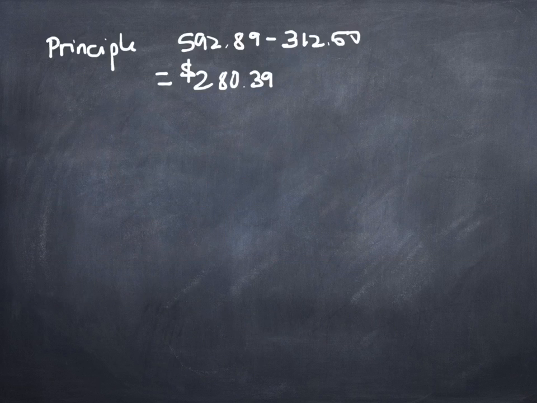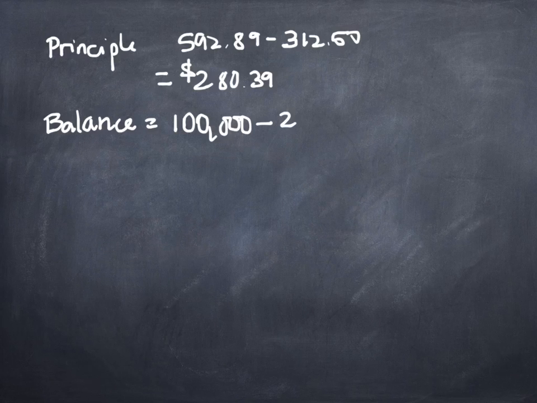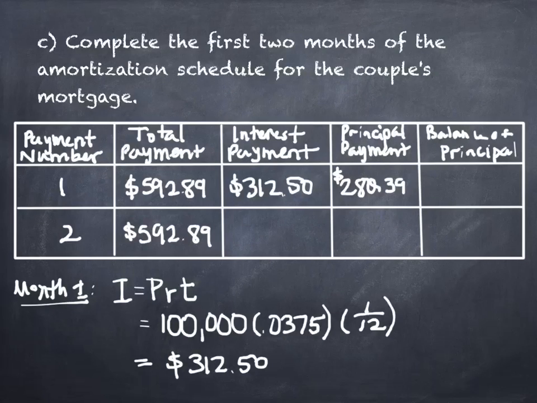Now the balance principal, our new balance at this point, takes my $100,000 and takes off the principal amount, $280.39, the amount that was applied towards my principal, and I'm left with $99,719.61. I'll fill this into my table. So I still owe $99,719.61 on my loan.